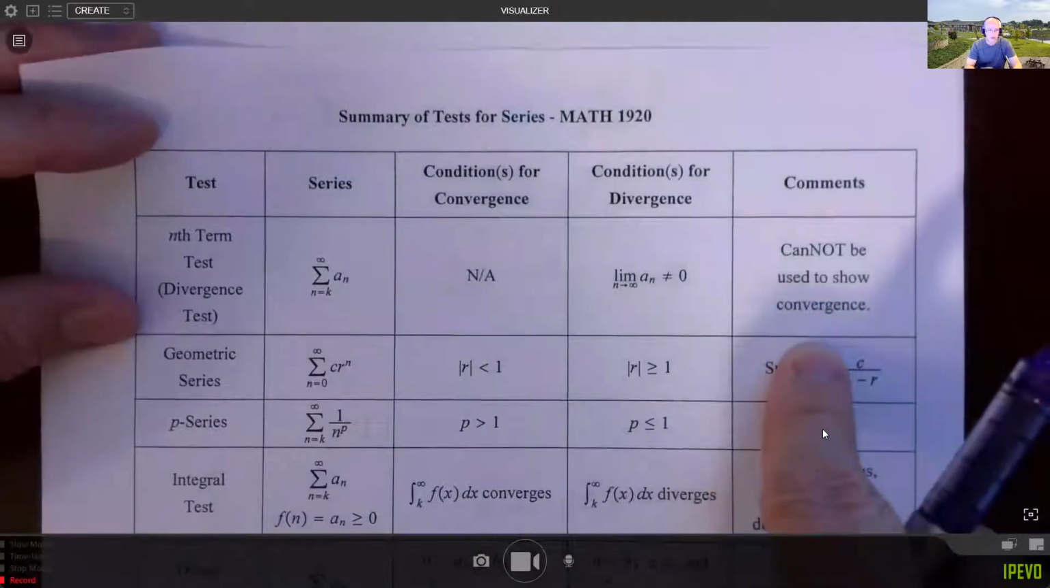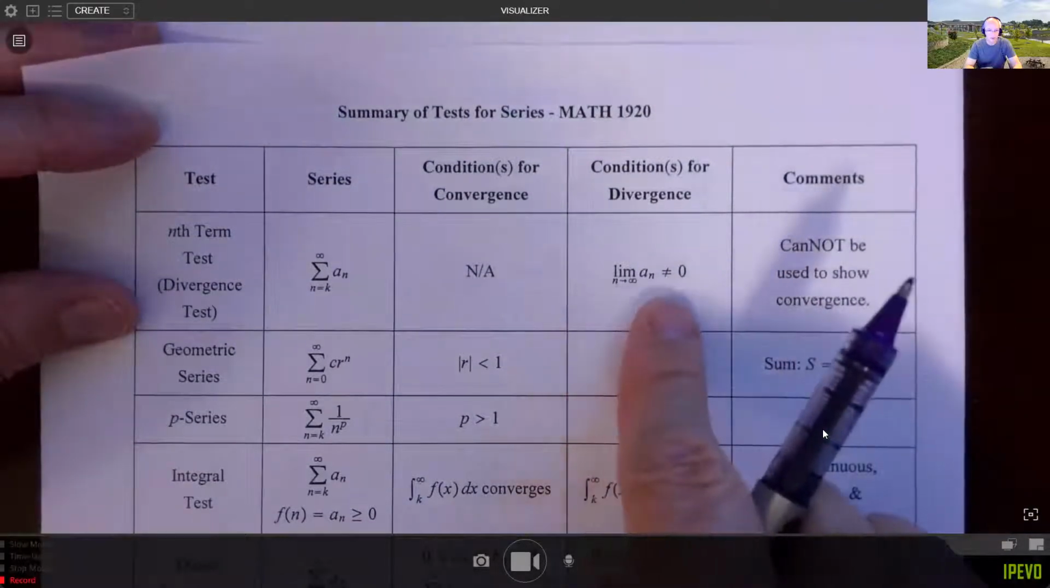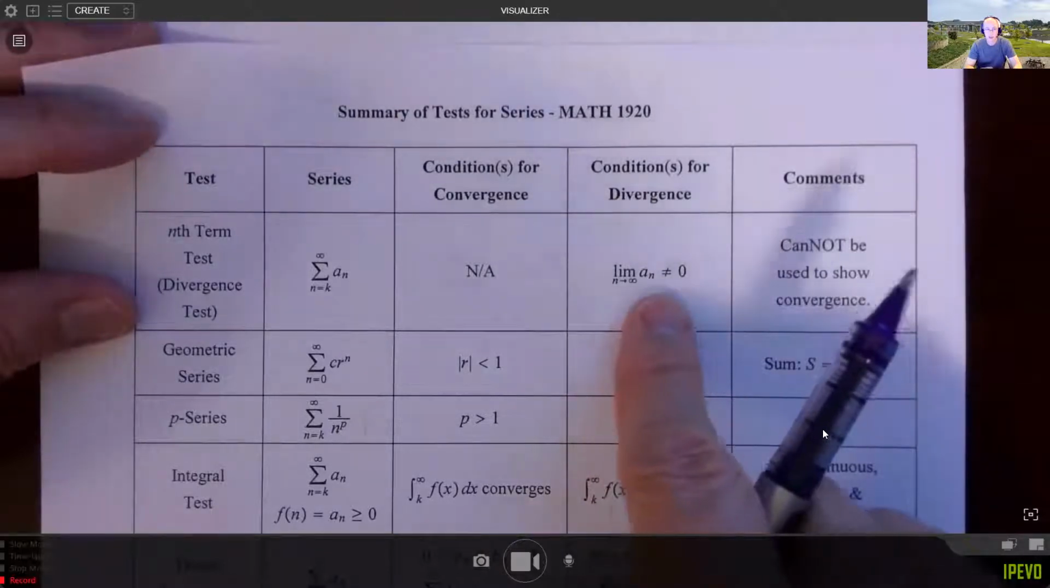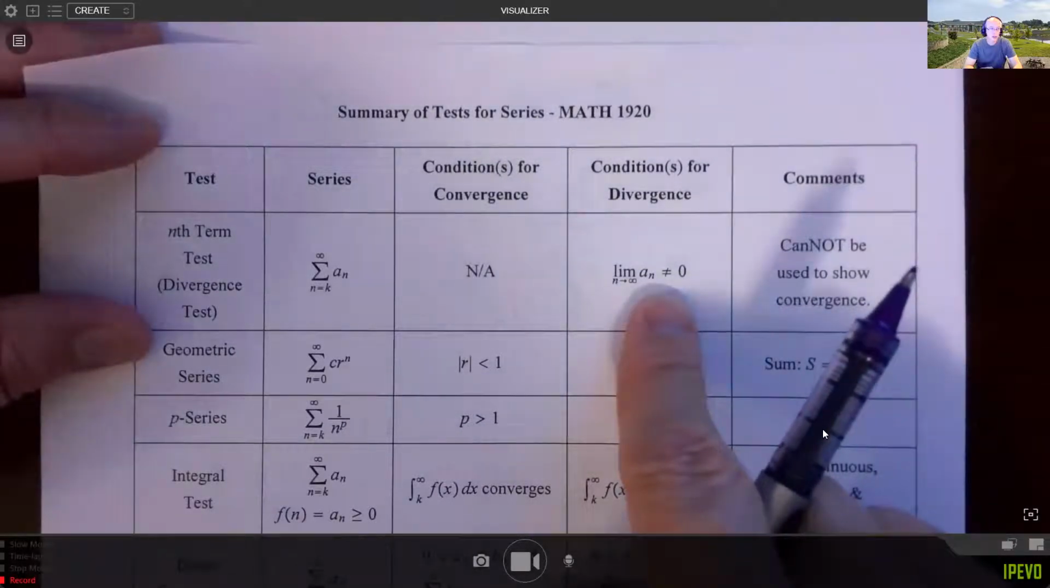So please realize if this limit is indeed equal to zero, we know nothing really, we need some more information. All it means is it has a chance to converge. There are examples, for instance, of the harmonic series where the a sub n's do have a limit of zero, but yet the harmonic series diverges. So that's the nth term test.